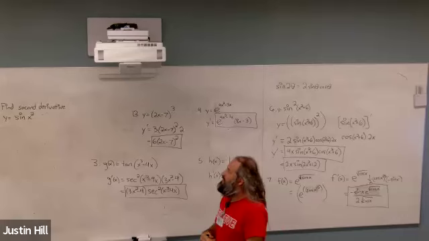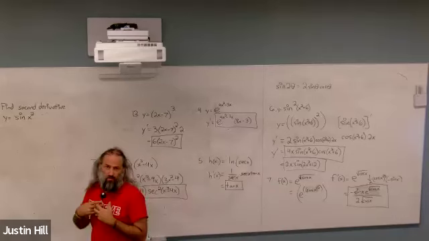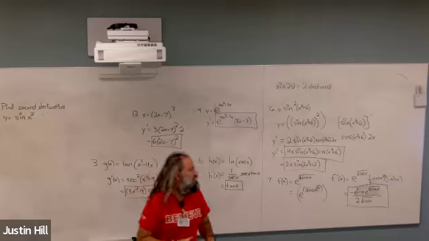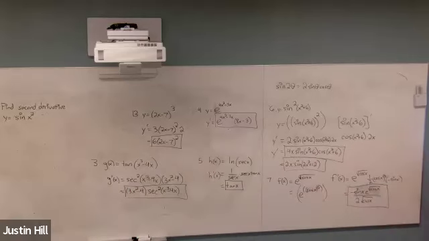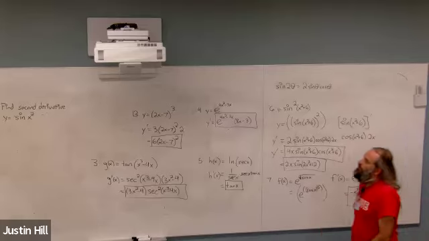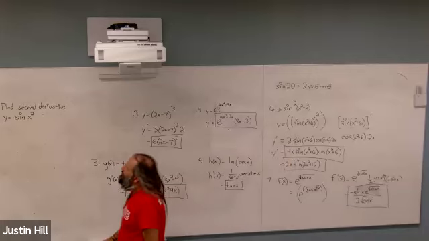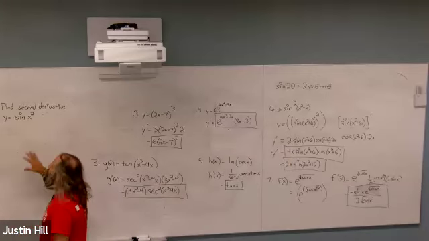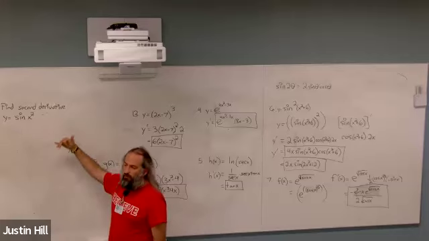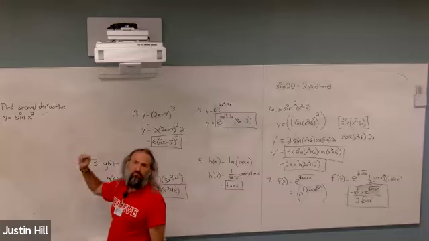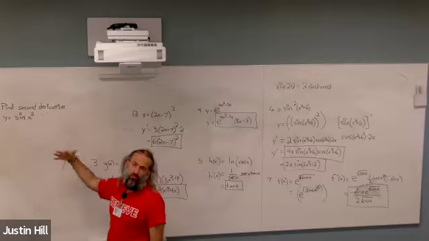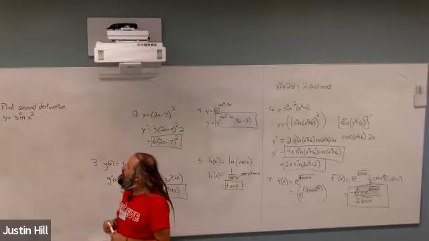So looking at this, you're finding the second derivative, so you just know kind of how to play this out. The overall process here is you're going to find the first derivative, get a result for that, and then you're going to find a derivative of that, and that will be your second derivative.